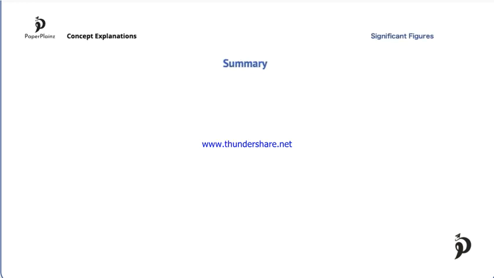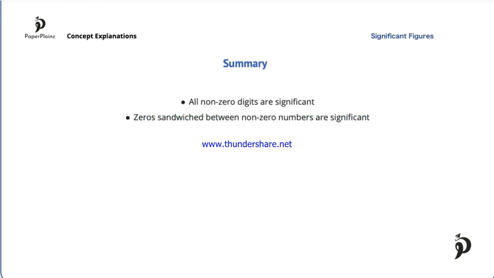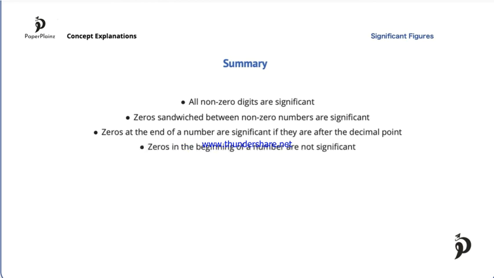Let's see what we have learned about identifying and rounding to significant figures. All non-zero digits are significant. Zeros that are sandwiched between non-zero numbers are significant. If zeros are at the end of a number and after a decimal point, they are significant. Zeros in the beginning of a number are not significant. And if there is no decimal point, zeros at the end of a number are not significant. This wraps up our discussion about significant figures.